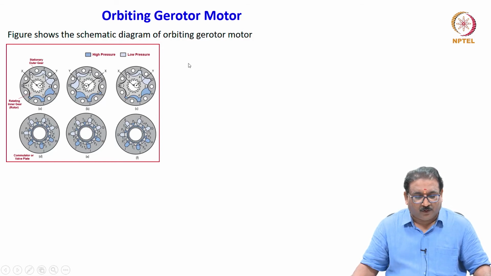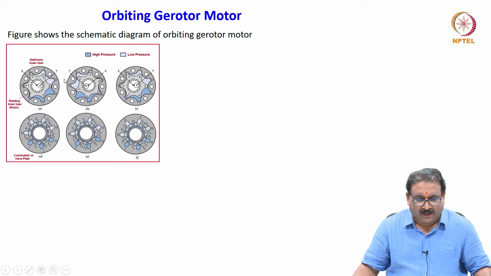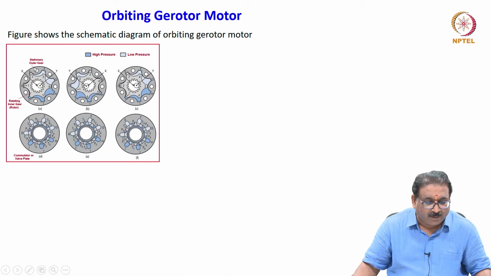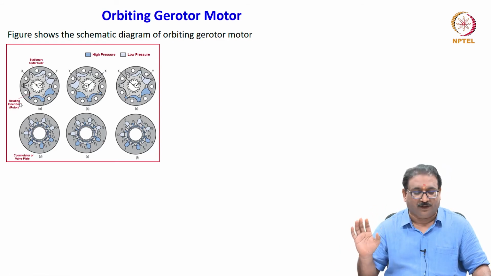Similar to that, I will show you one more thing: the orbiting gerotor motor. It is slightly different in operation because in the previous one, both the gears are rotating. Now we'll see the figure, which shows the schematic diagram of the orbiting gerotor motor. Everything is the same here, but you'll see the outside one is a stationary outer gear and the inside one is a rotating inner gear. Other constructional details are the same, friends.